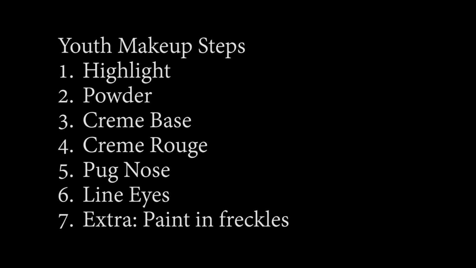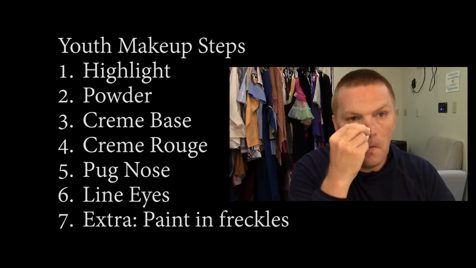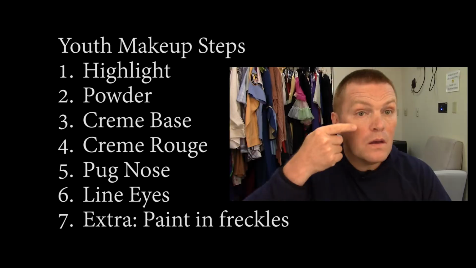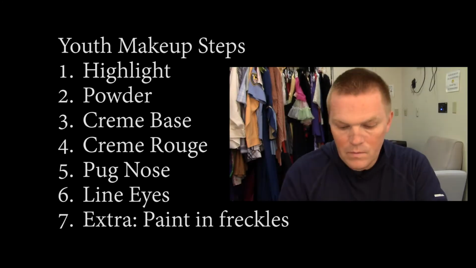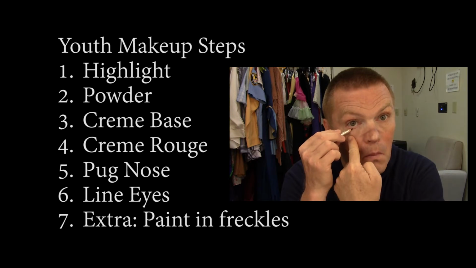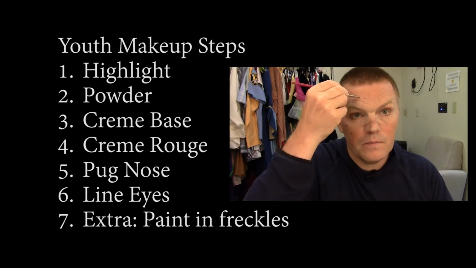And now I'm going to get started on the application. The application method will be as follows. Number 1, highlight. 2, powdering over the highlight to be able to build it up. 3, cream base. 4, cream rouge to certain areas to give the warmth in the face. Number 5 is pug nose. And number 6 is lining the eyes, and 7 is any extra like painting on freckles. And then you might do a final powder.